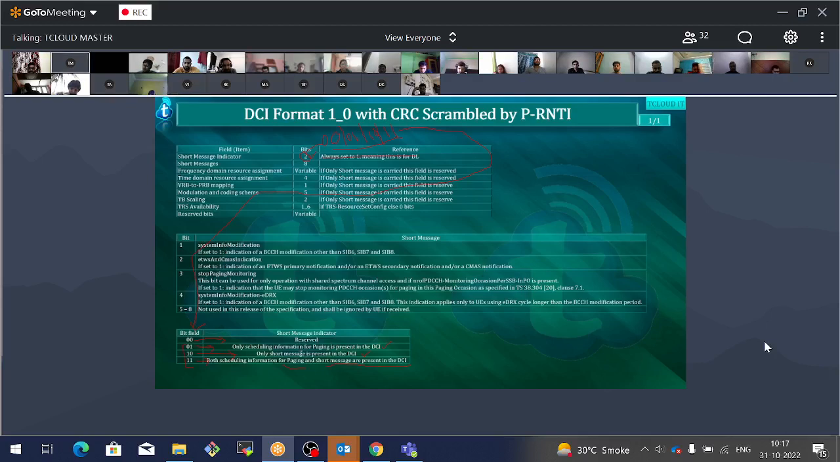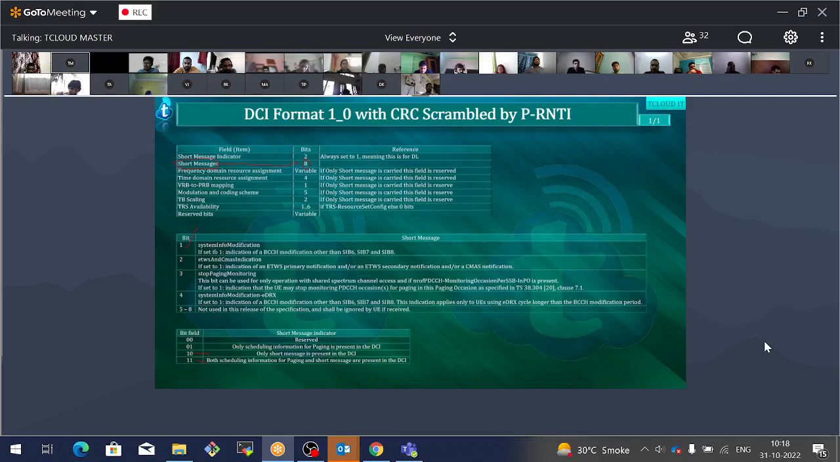Only a short message is sent. It is the radio network trying to tell something to you. It is radio network related paging. So when the value is set to 10 or 11, you will have this short message related information here, which is going to be 8 bits.